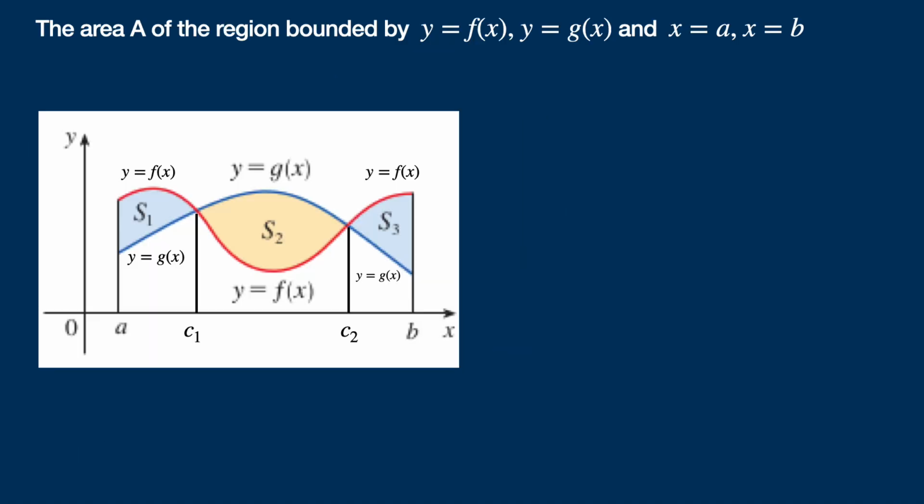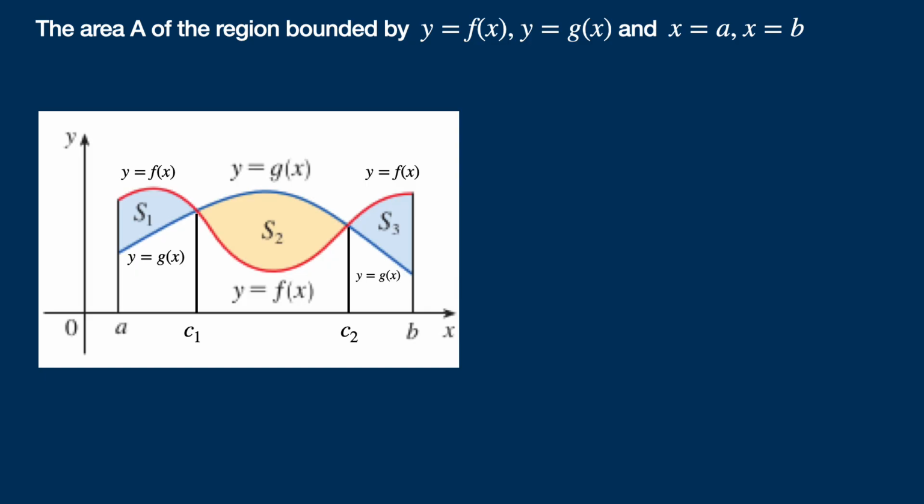Now, we have a little challenging question to find the area between the two curves. Look at the graph right there, guys. We want to find the total area, S1, S2, S3, the region bounded by f of x, g of x, and a and b. In some parts of the area, the top function is f of x and the bottom function is g of x. In another part, it's g of x over f of x.